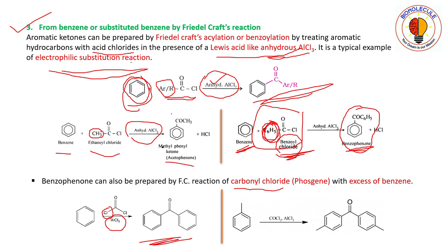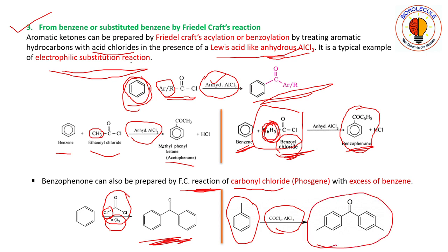Here you are using benzoyl chloride, but here you can use phosgene with excess benzene, you will get the same benzophenone. This one is an example of Friedel-Crafts reaction only. You have just altered the acyl chloride with phosgene. Similarly, you can take a substituted benzene here, same conditions, phosgene and anhydrous aluminum chloride, you will get substituted benzophenone.